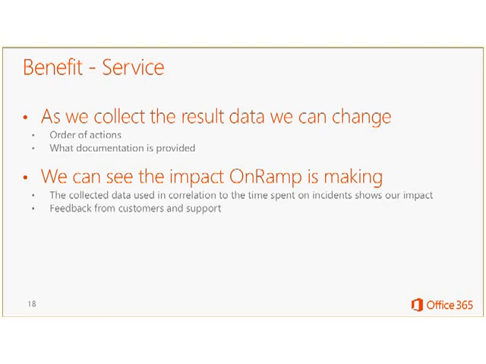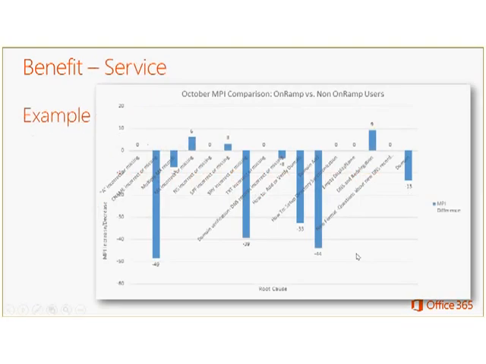We can also see, based on the data we're getting, the impact OnRamp is making. The collection of the data, used in correlation to the time spent on incidents, shows our impact. And really, what we're seeing is that customers that have run through OnRamp are spending less time on support calls. It's not saying we're completely avoiding the support calls. They're spending less time when they're on the support call because they have a level set of education, like I mentioned earlier. We can see the benefits, the feedback from customers and support.